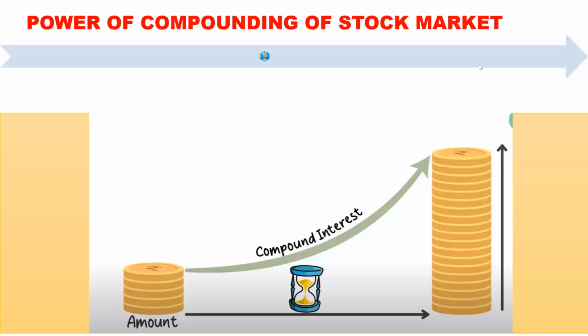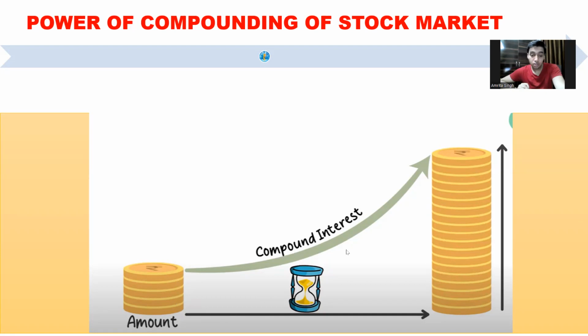As you can see on the screen, there is a picture, and from this picture you can get an idea of how compound interest really works. Suppose you invest a certain amount of money here, and if you have patience and invest it for the long term, then your money is going to become this much with the help of the right compound interest.